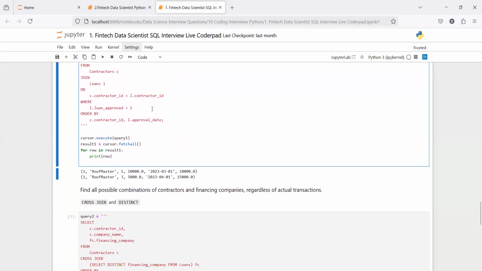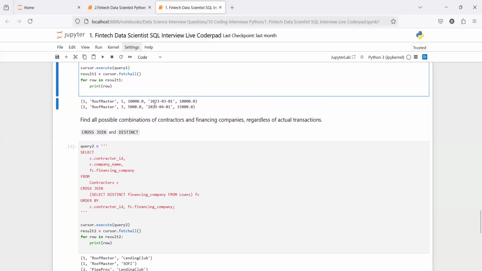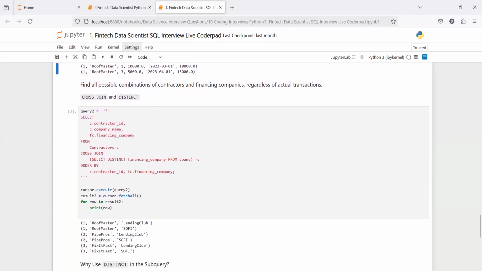Now, the second question they asked was find all possible combinations of contractors and financing companies, regardless of actual transactions. Okay. So immediately you should think, okay, this is kind of like a Cartesian join, right? And you would think, okay, the first thing you would use is a cross join. Okay, that's what should be coming to your mind. Okay, and actually distinct, and I'll tell you afterwards why, if you don't know already.